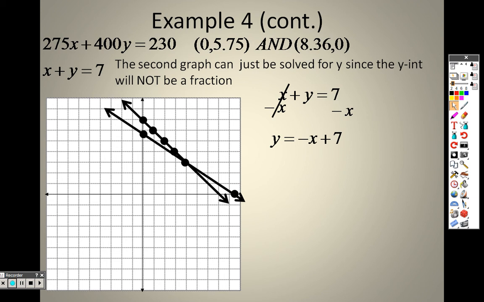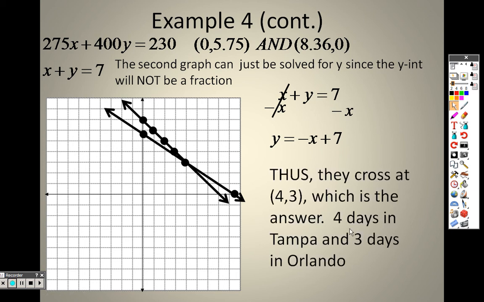And by answer, I mean we're trying to figure out how many days I should spend at each one, which will give me the most amount of days that I can spend and keep me to that $2,300 mark. So they cross at this point, and that is (4, 3), meaning x is 4 and y is 3. Meaning if x is 4, that means it's 4 days in Tampa, and if y is 3, that means it's 3 days in Orlando.